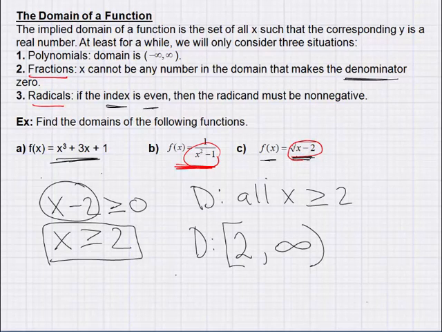If this were an odd root, the domain would be all real numbers, because you can take the odd root of negatives, you can take the odd root of 0, you can take the odd root of positives. So there's no issues with odd roots. The issue is with the even roots, and you cannot take the even root of a negative number.